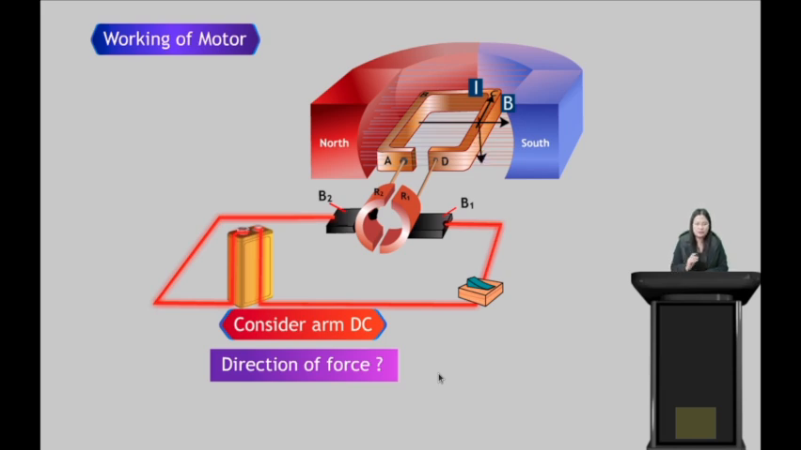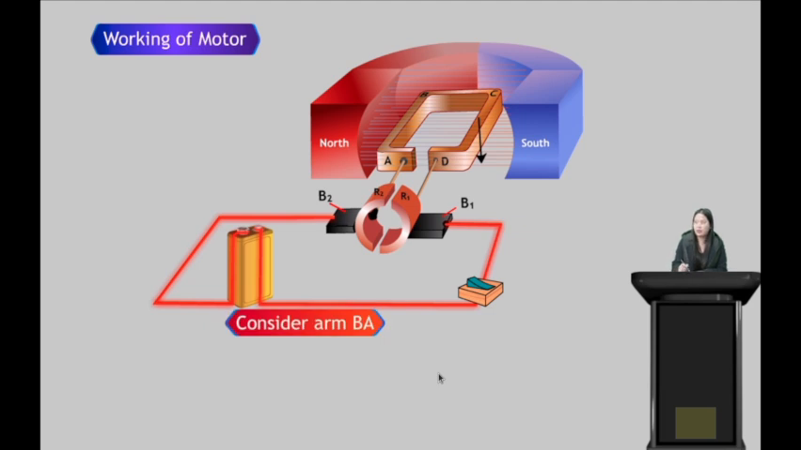According to Fleming's left hand rule, we can see that the direction of force in arm DC is downward. Now the object moves in the direction of force, right? So arm DC will move downward.